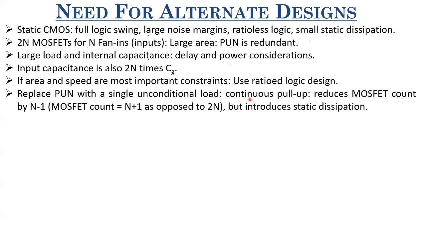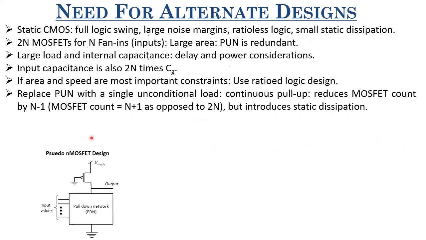However, the advantage that you get here is it reduces your MOSFET count by n-1. In static CMOS design, you had 2n MOSFETs, n for PDN and n for PUN. Here you have n for PDN and only one transistor for the pull-up network because that is an unconditional load. So the MOSFET count is n+1 as opposed to 2n. But since this is always turned on, if the set of inputs is such that the PDN turns on, then since the unconditional load is also turned on, it will introduce a static dissipation.